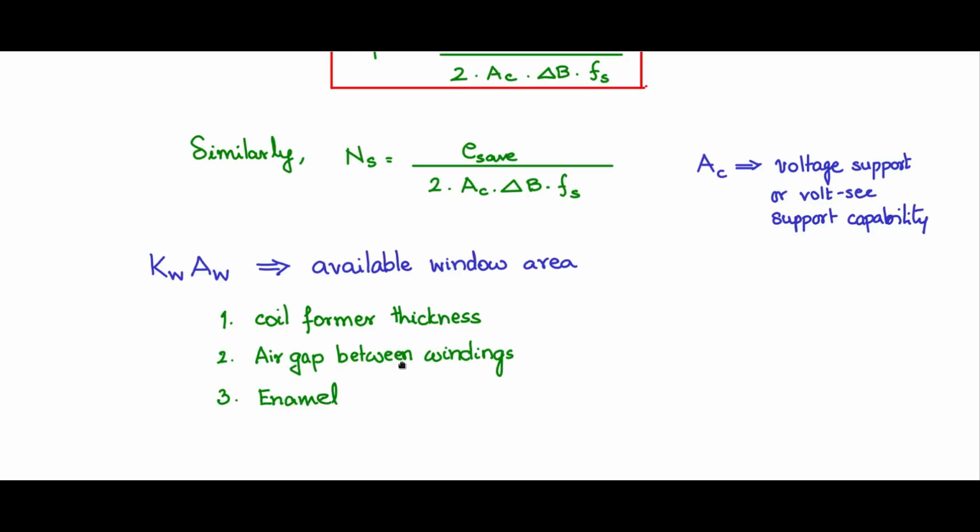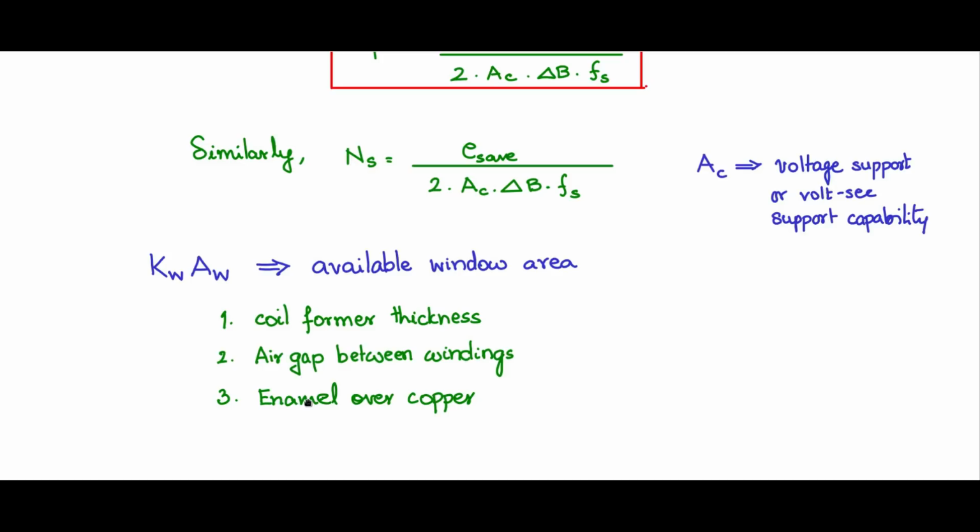Apart from that, we have seen the enamel over the copper. Copper cannot be just pure copper, because copper will come in contact with the next turn, and then there will be short circuiting of the turn. Therefore, you need to insulate, and therefore copper is normally available as enameled copper. The insulation avoids short circuit between turns. Now this enamel has a finite area, and that will also eat into the available window area.